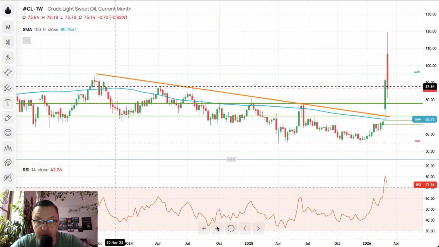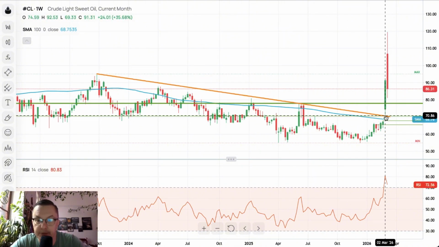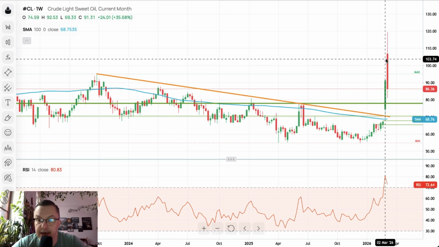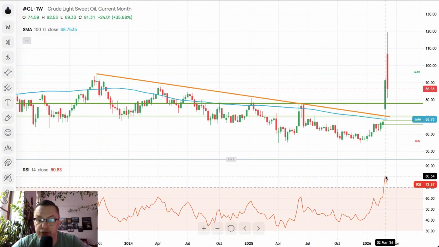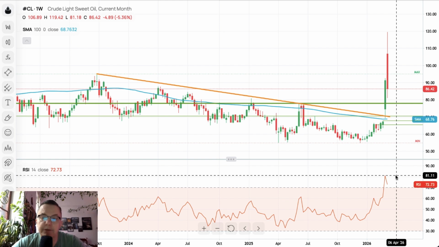I've been talking about this last time. If we break above this trend line, the movement can be big, and we went as high as 120, exactly 119.42, into extremely overpriced and overbought conditions that have not been seen in years. Yet again, it has not been seen in years.